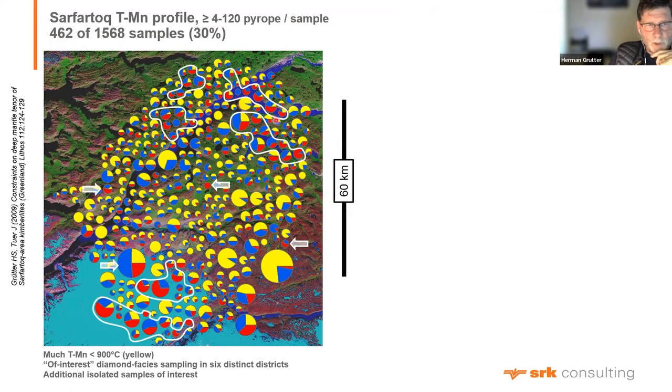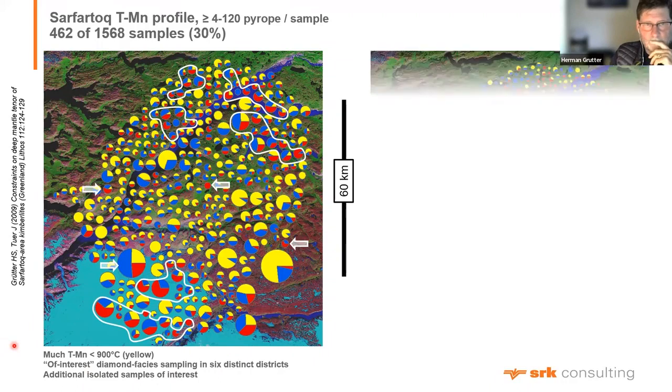Areas where there's predominantly red or blue and little yellow, those are areas of interest because they give you a signal that comes out of the diamond stability field. And you would highlight those kind of areas highlighted in white over there. So those are areas of interest. And there are 6 distinct districts, 1, 2, 3, 4, 5, 6, and a couple of isolated samples that we have.